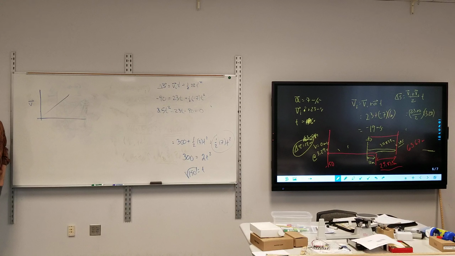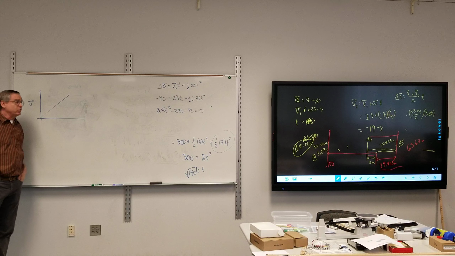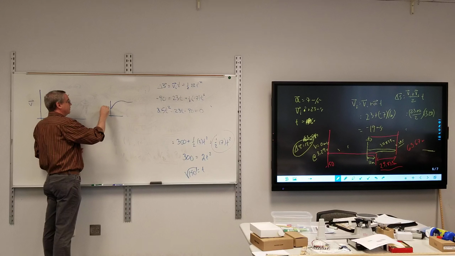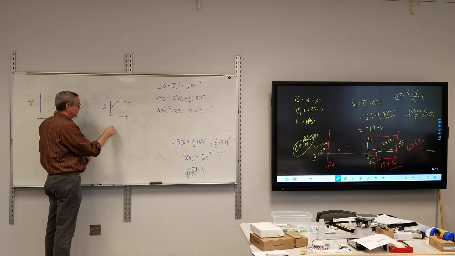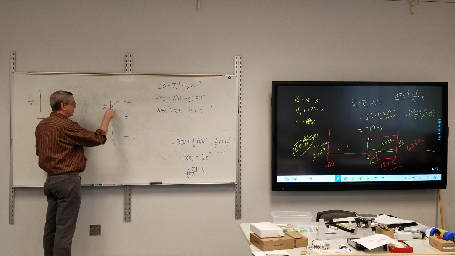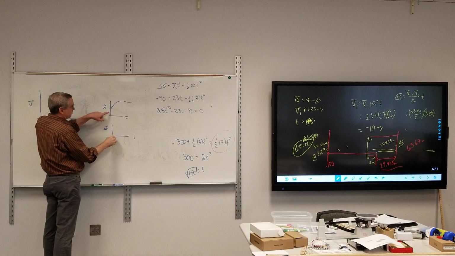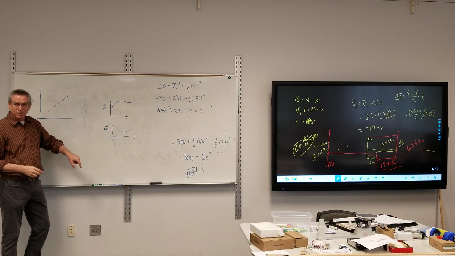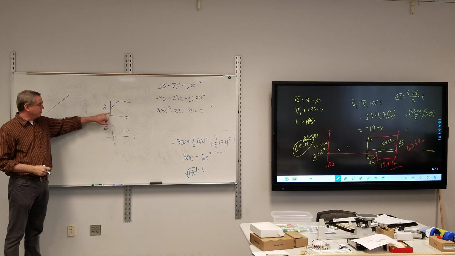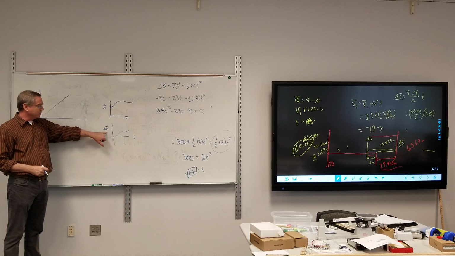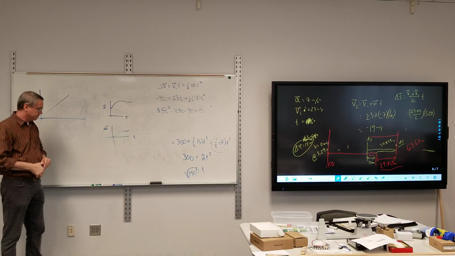If I have a position time graph that looks like that, that's position time. That's my starting point. My displacement time would look almost identical, except it would start here. So those curves are supposed to look the same. The only difference is the position is relative to the origin, displacement is relative to the starting point.